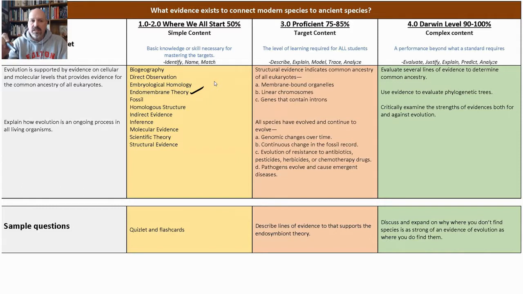Can you look and see the strength? Of course, DNA is going to be obviously the very creme de la creme of evidence. But what about the fossil record that you have access to? What about homologous structures that you have access to? I don't know. It's up to you. It's up to you to prove to me the evidence has weight or not, given the scenario that you have.